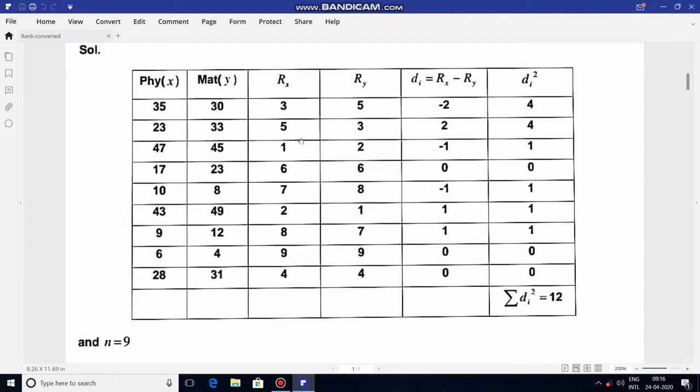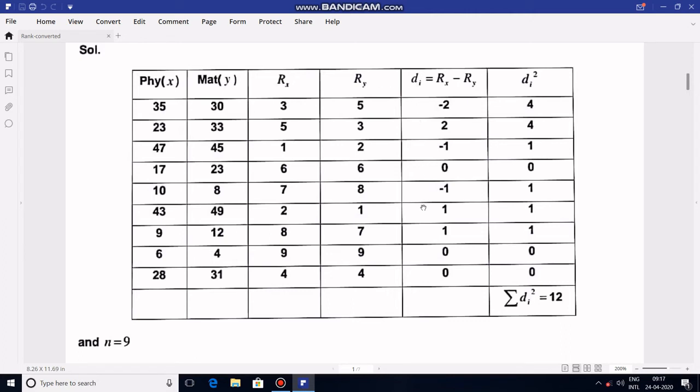And so on. Similarly, in mathematics also. In mathematics, the highest marks is 49. For that particular student, you should assign the rank as 1. The second highest mark is 45. For that student, you should assign the rank as 2. The third highest marks is 33. For that student, you should assign the rank as 3 and so on. Now let us compute D. Here D is given by Rx minus Ry. With the help of Rx and Ry, we can easily compute D.